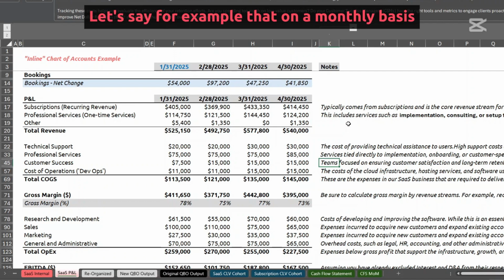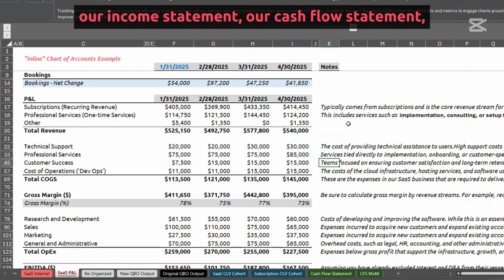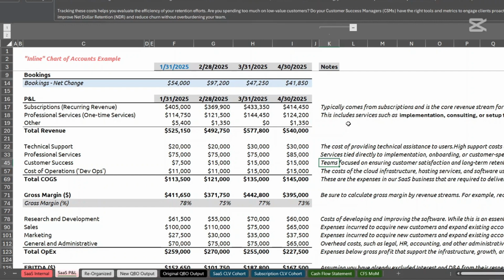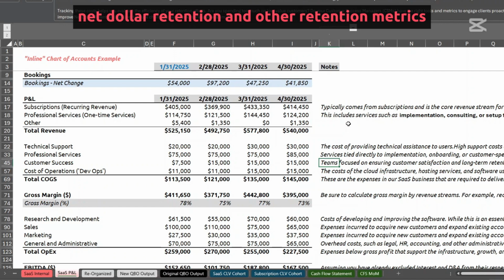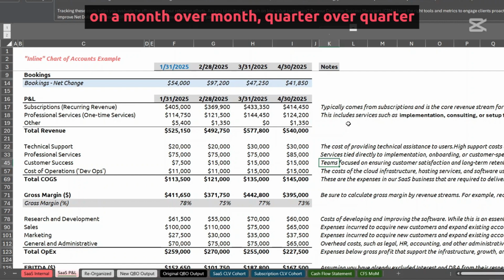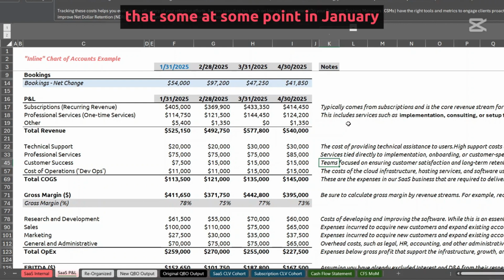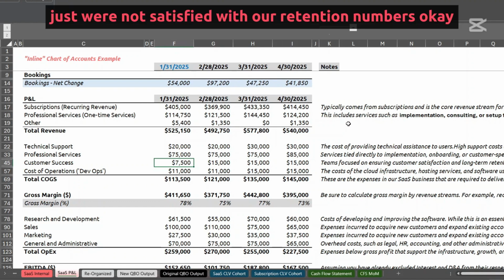Okay, let's say for example that on a monthly basis, we're doing a great job of reviewing our income statement, our cash flow statement, our balance sheet every single month. But in addition to that, we're also doing cohort analysis in order to calculate our net dollar retention and other retention metrics, so that we have good visibility into them on a month over month, quarter over quarter, and annualized basis, okay? Let's say, for example, that at some point in January, we were looking at our cohort analysis and we just were not satisfied with our retention numbers, okay?